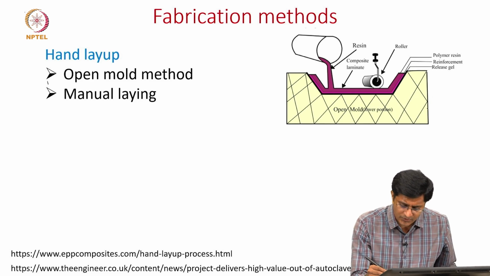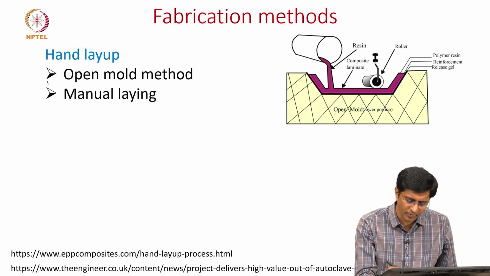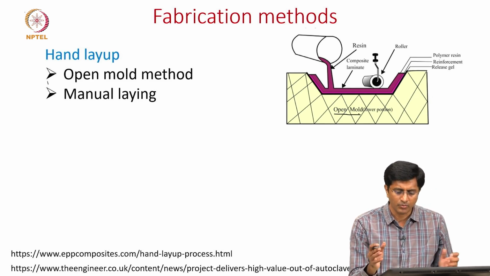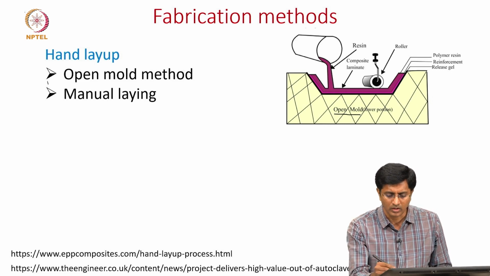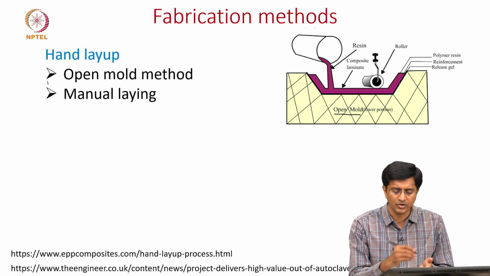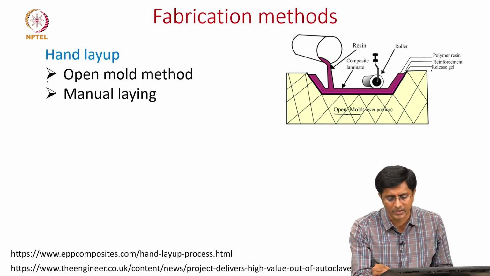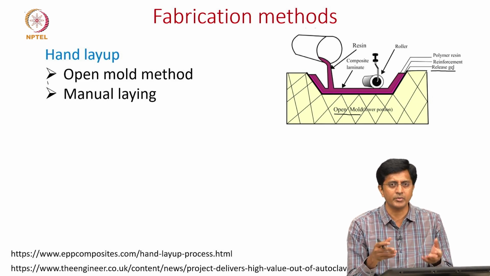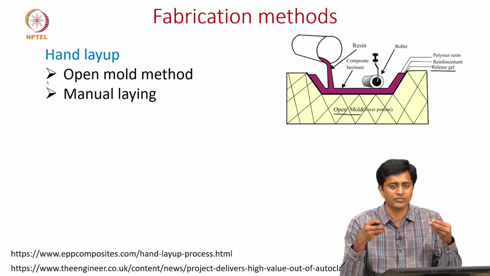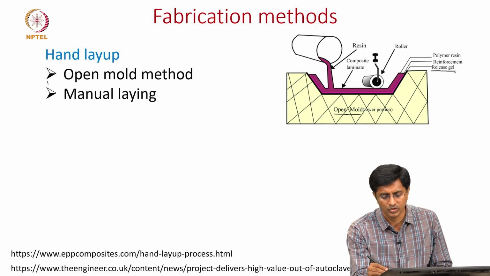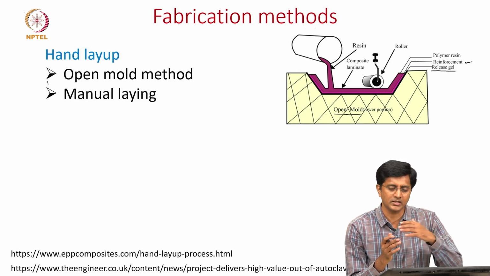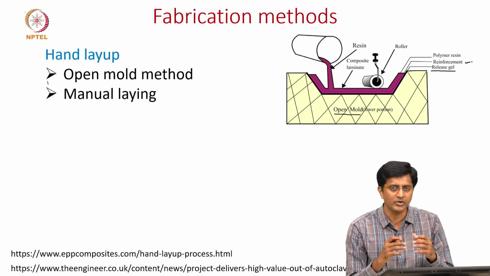So, as shown in this figure, we start with this open mold. So, at the bottom we have a mold. On the surface of the mold you need to apply a release agent, so that after you prepare the composite you can remove it from the mold. But once you have this release agent, there is a reinforcement which is between the release agent and the fabric where we are applying.